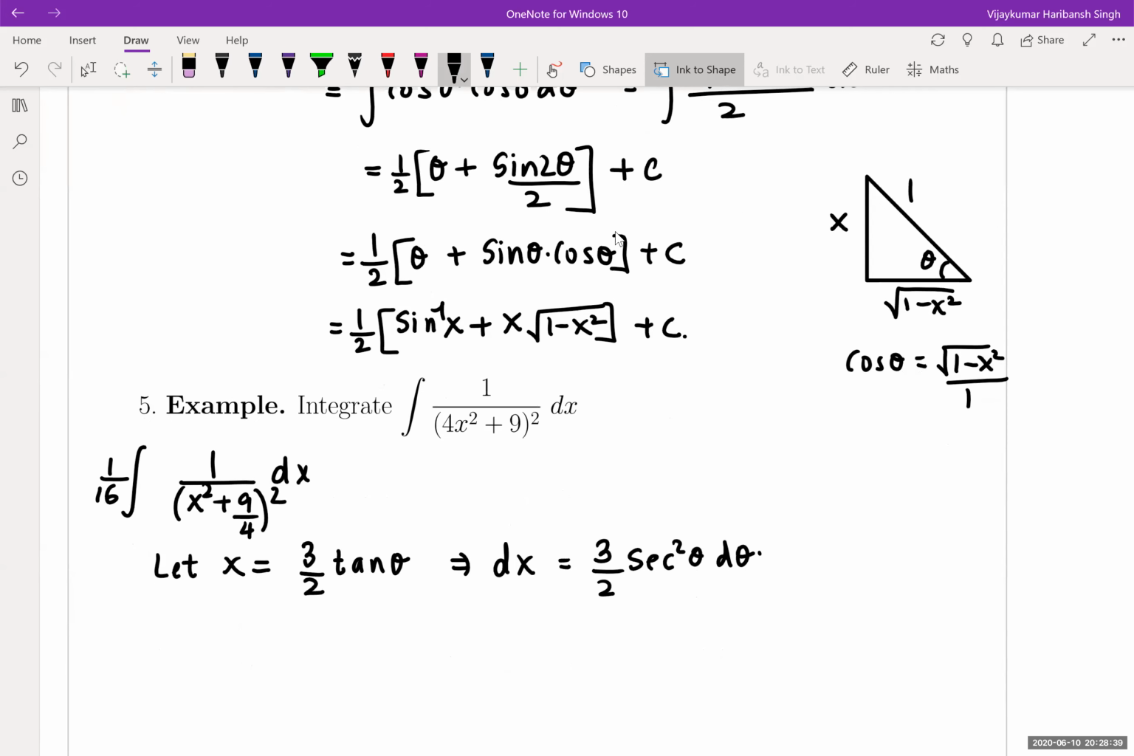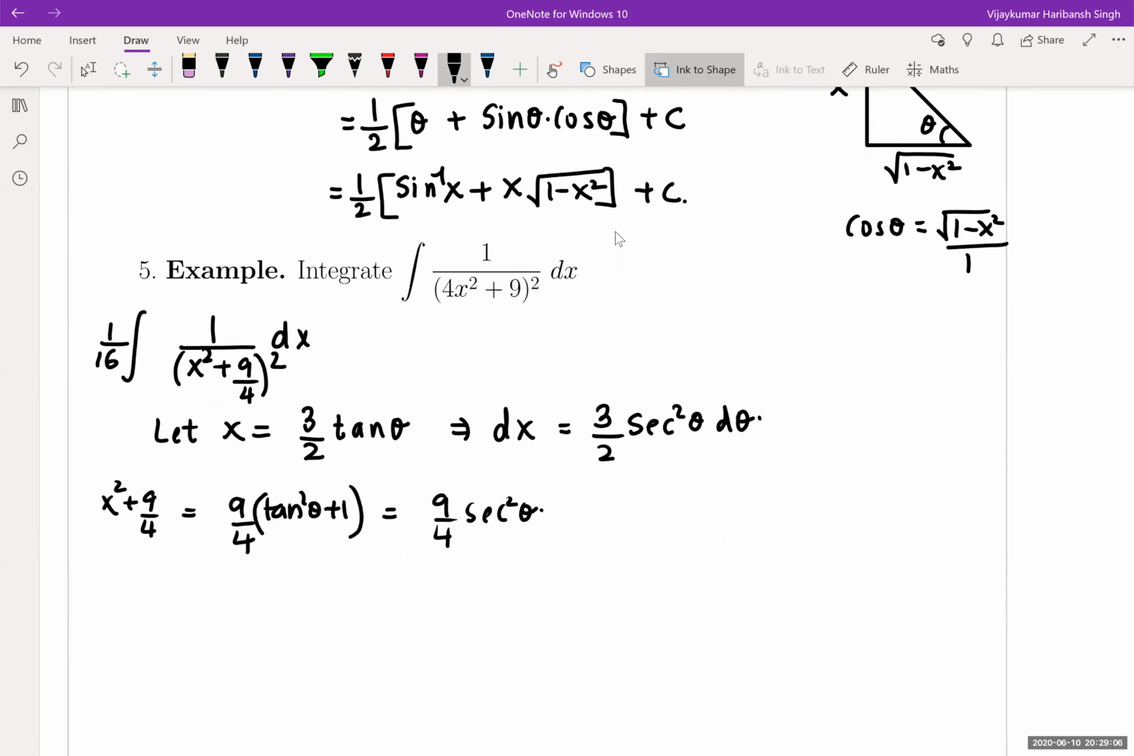and what will the inside become? Inside will become x squared plus 9 by 4. So x squared plus 9 by 4 will become 9 by 4 tan squared theta plus 1, which is going to become 9 by 4 secant squared theta.